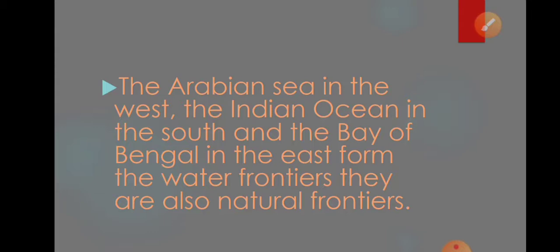The Tropic of Cancer, 23.5 degrees north, passes through the middle of the country, and 82.5 degrees east longitude is the central meridian of India. Through this meridian we decide the Indian Standard Time. We also discussed the extent. India is the 7th largest country in the world after Russia, Canada, China, the USA, Brazil and Australia.